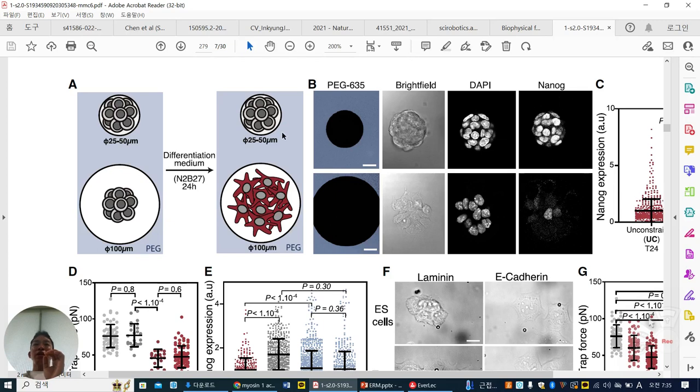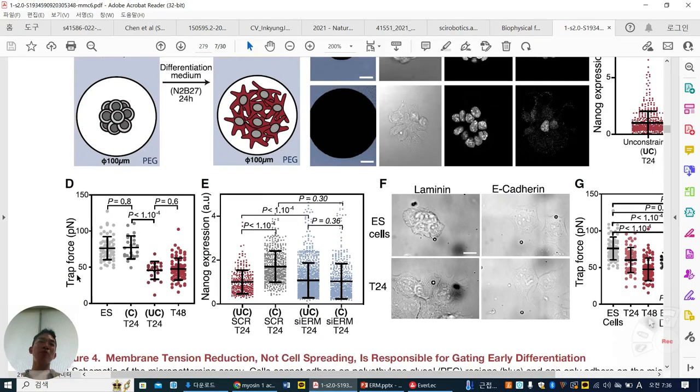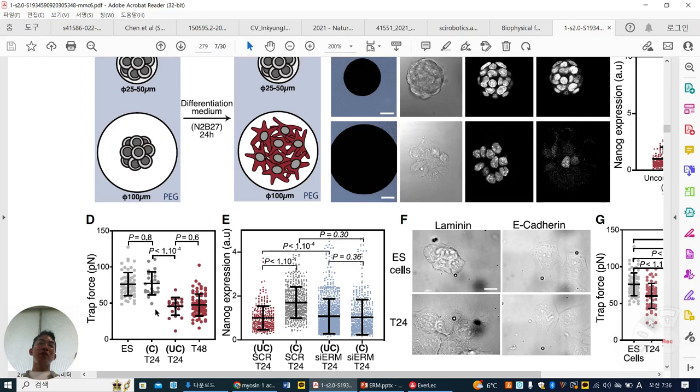So which means that not only the cell shape, but also the cell membrane tension is the key for maintaining the stemness. Here they want to decouple the cell shape and the cell membrane tension, to see which is the key for maintaining the stemness. So from this platform, they confirm cell shape is not that much of a primary factor. So remember, tension is the primary factor. To prove that, they measure the trap force. The confined one can maintain the trap force, even in differentiated media. The unconfined ones are spreading, and they are losing the membrane tension. Nanog, yeah, you can simply imagine.